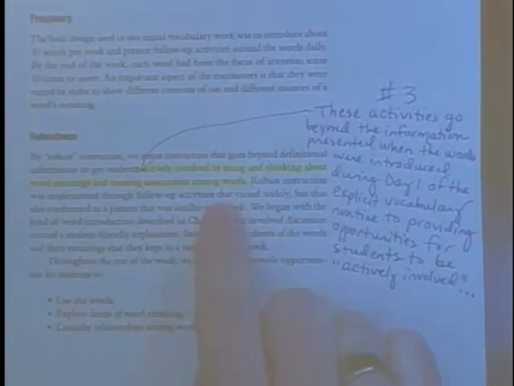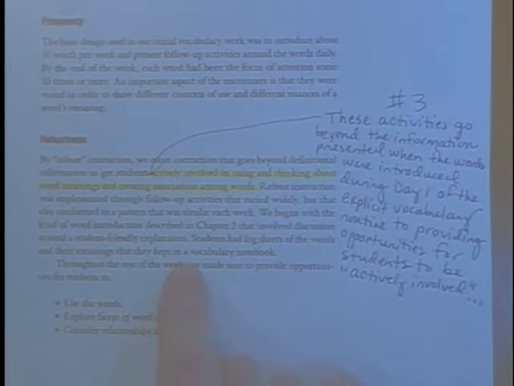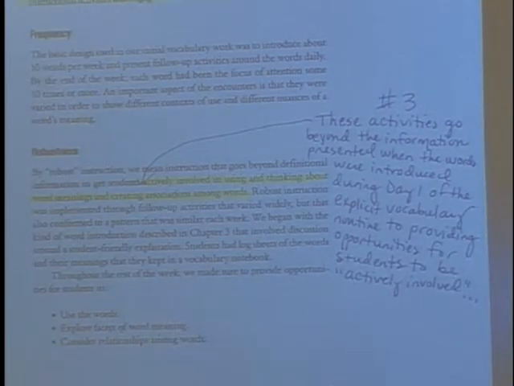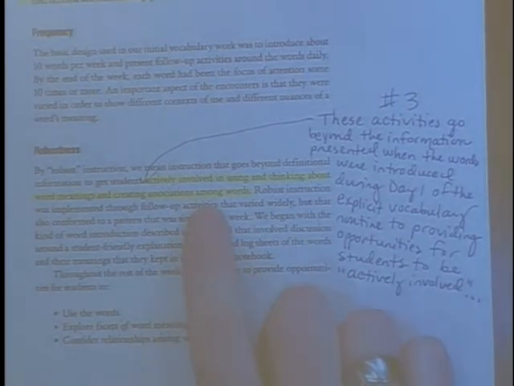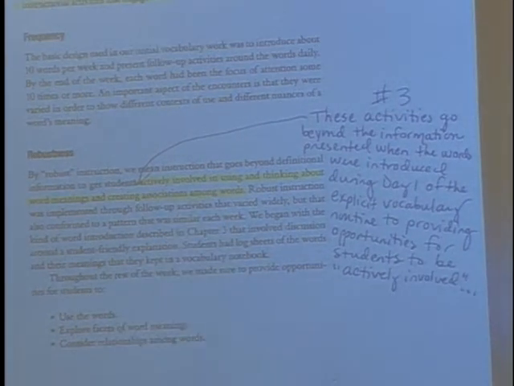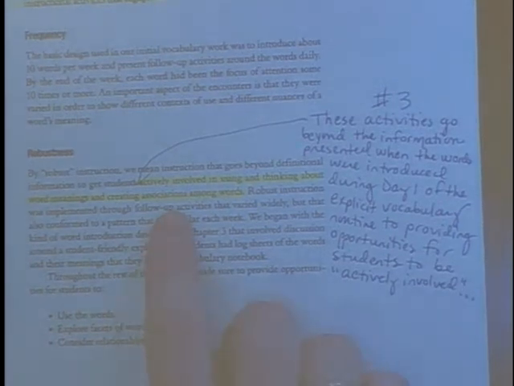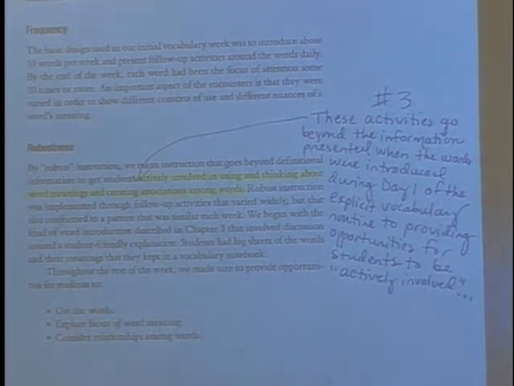So these activities, going back to the quote on page 83, Bringing Words to Life, these activities go beyond the information presented when the words were introduced during day 1 of the explicit vocabulary routine, to provide opportunities for students to be actively involved in using and thinking about word meanings and creating associations among words.